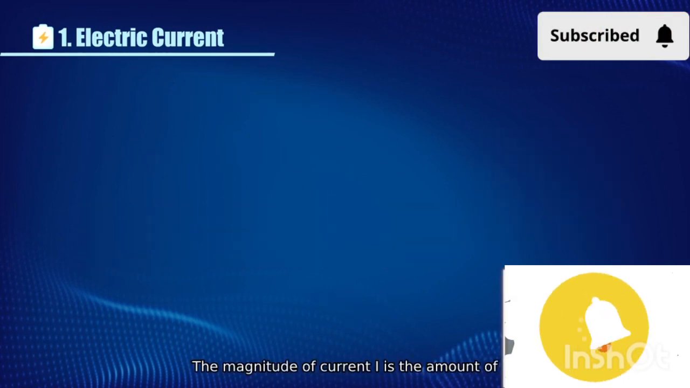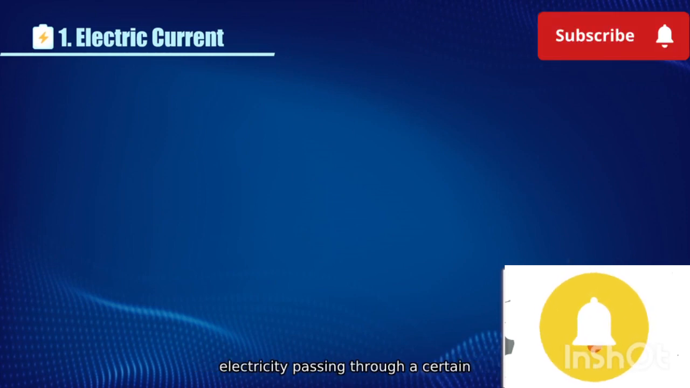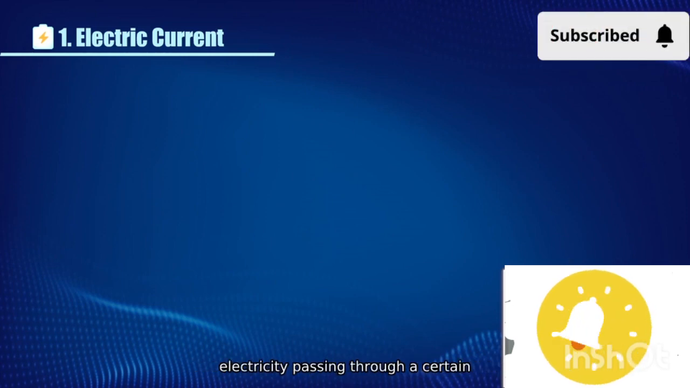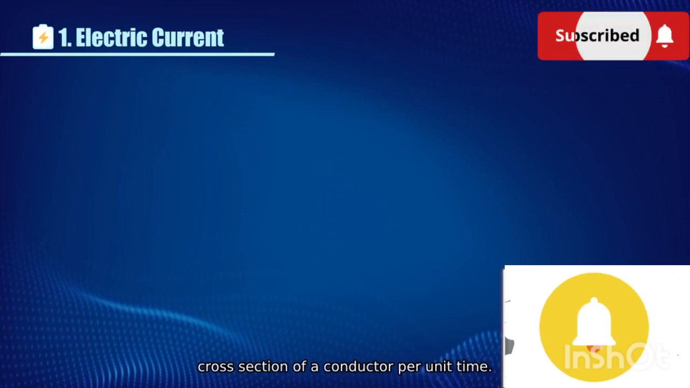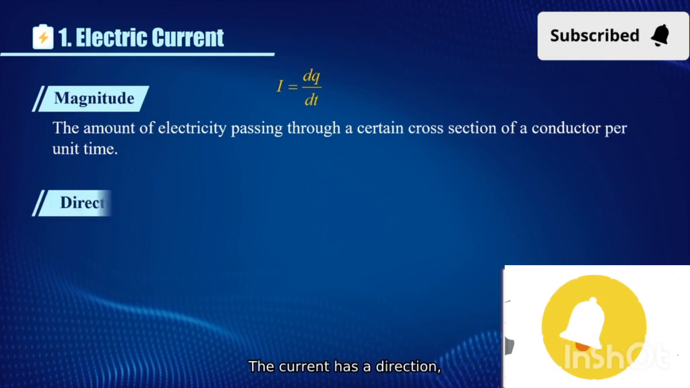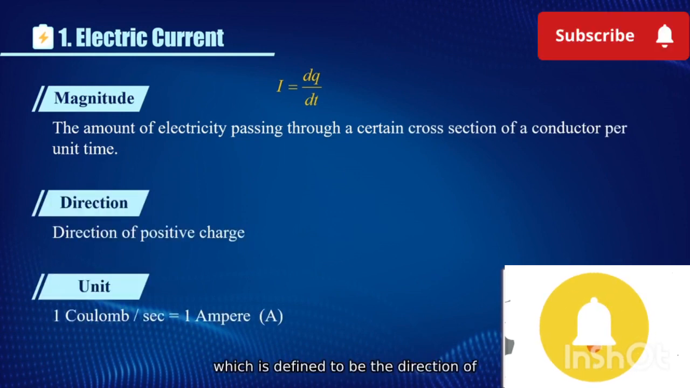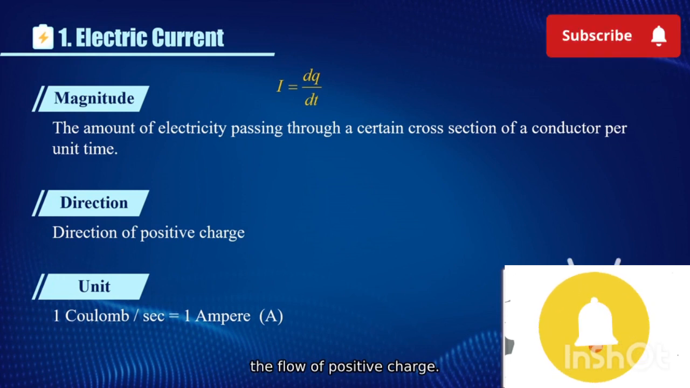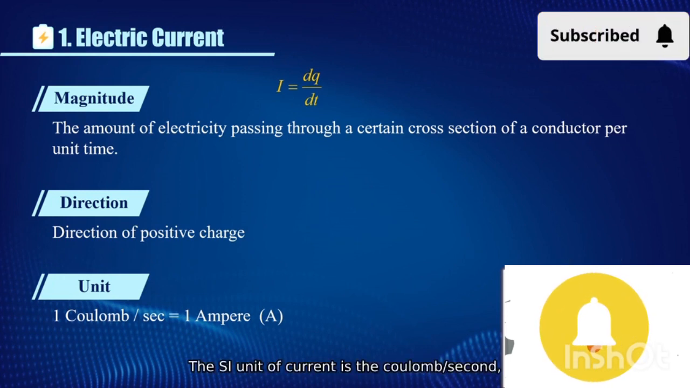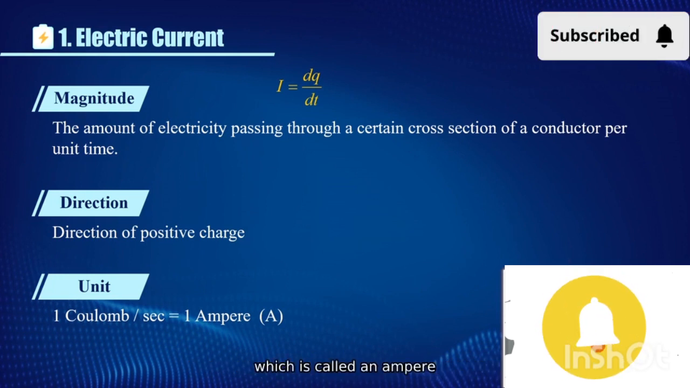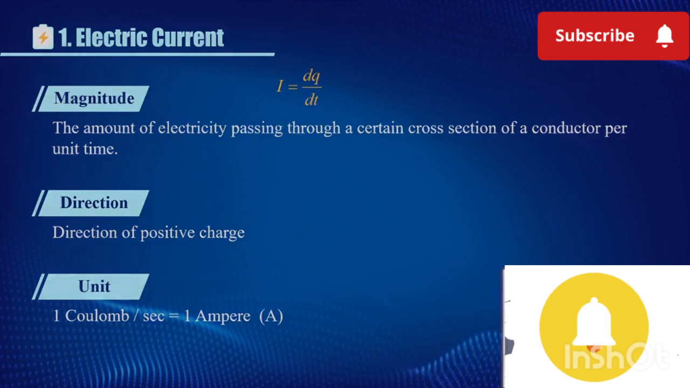The magnitude of the current I is the amount of electricity passing through a certain cross-section of a conductor per unit time. The current has a direction, which is defined as the direction of the flow of positive charge. The SI unit of the current is coulomb per second, which is called an ampere.